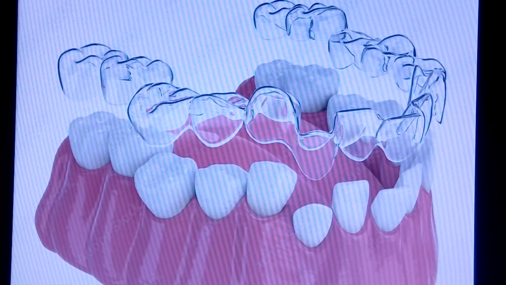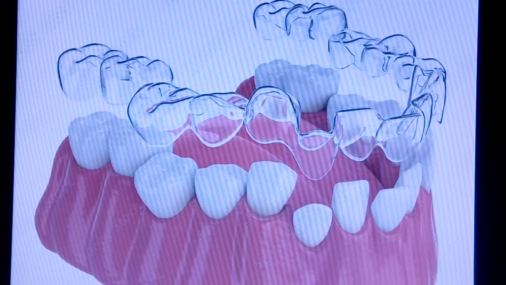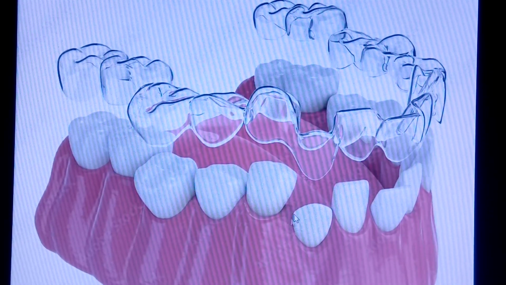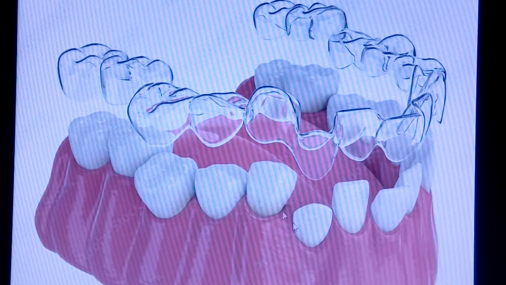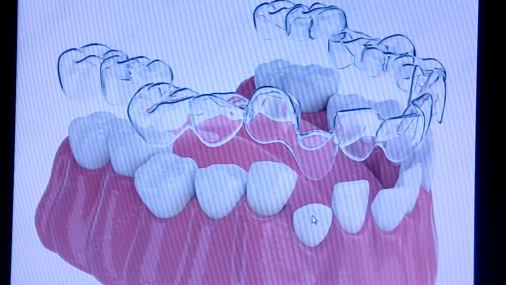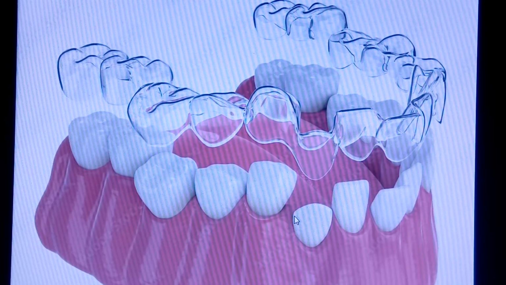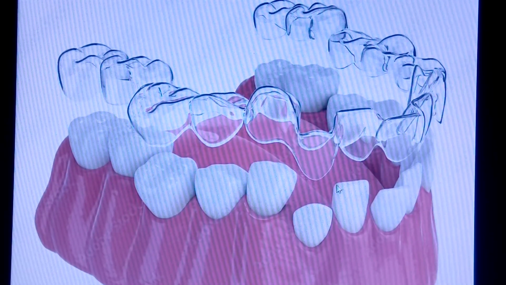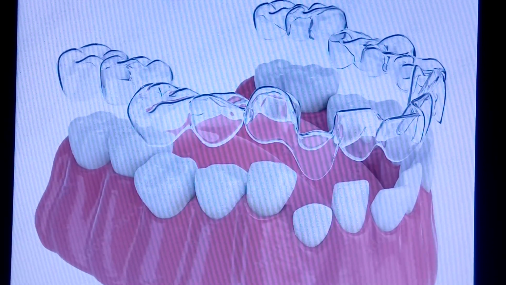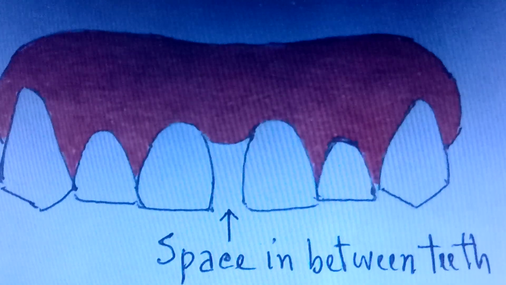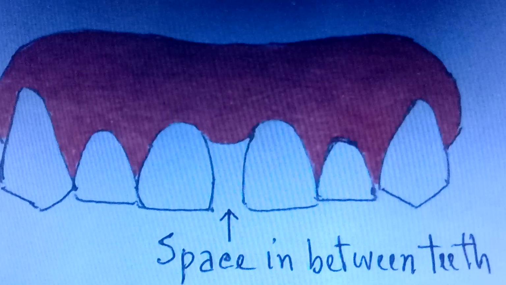And close the gap. Within the orthodontic treatment, another way of treating the interdental spacing is by wearing a clear aligner. In this method, we close the gap by wearing the clear aligner step by step. Another method of closing the interdental space is by attaching artificial teeth.